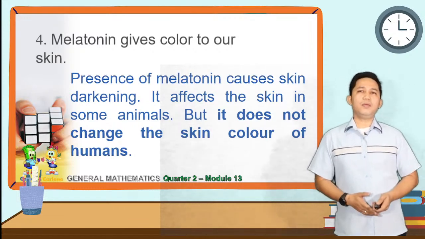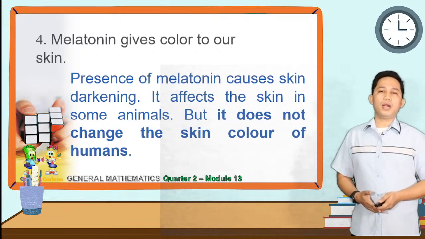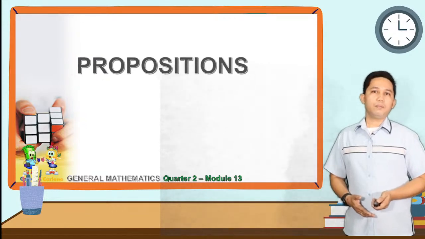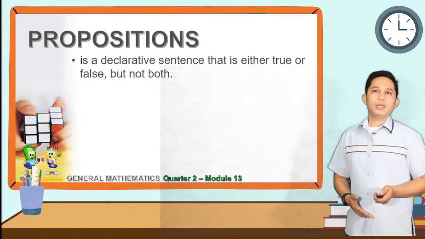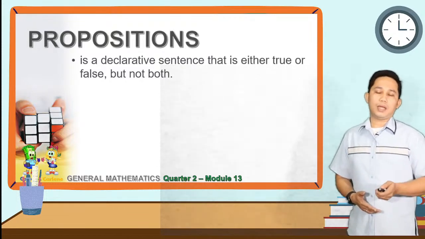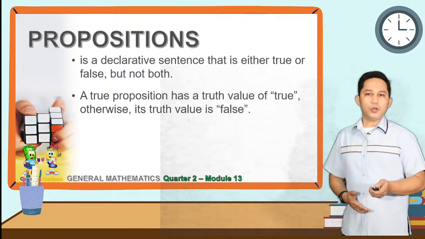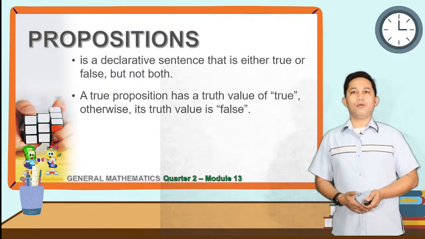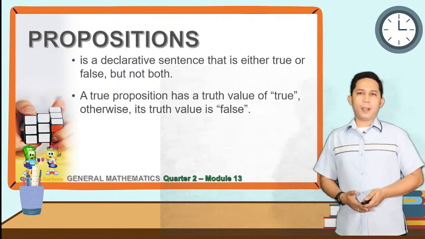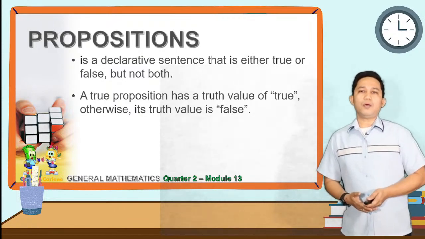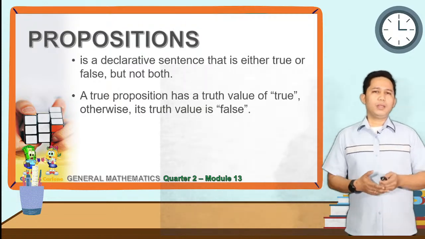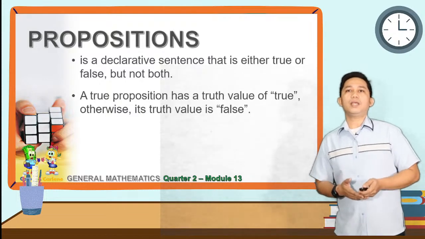Now, with this activity, in relation to our lesson for this morning, which is proposition, a proposition is a declarative sentence that is either true or false but not both. And a true proposition has a truth value of true, otherwise its truth value is false. Now, what did you notice in our activity, which is fact or a bluff? What did you notice about the given sentences?